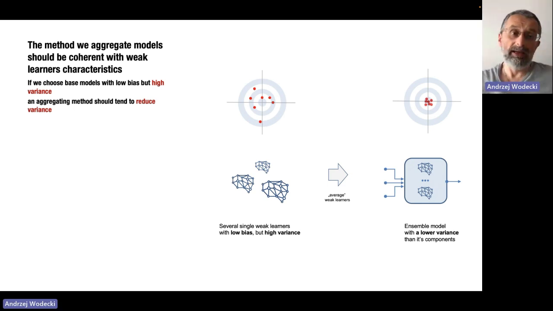Next, a very important fact, in fact crucial for the distinction of two types of ensembling. The method we aggregate models should be coherent with the weak learner characteristics. So, case number one: if we choose base models with low bias but high variance, which means they are very sophisticated models, an aggregating method should tend to reduce variance. Look, this is the high variance model, so this aggregation should focus on reducing the variance.